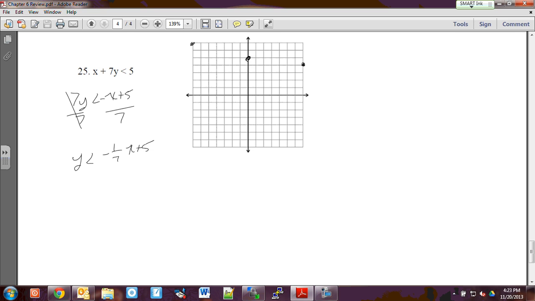Because, wow, I can't. All right, so it would be a dashed line.